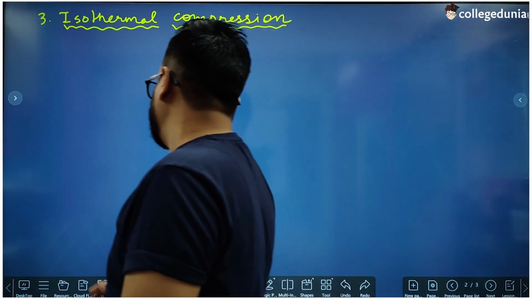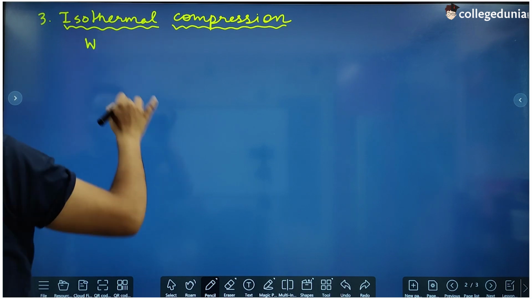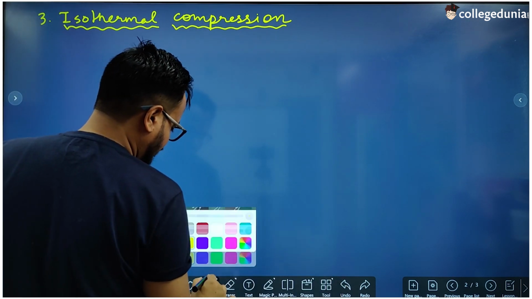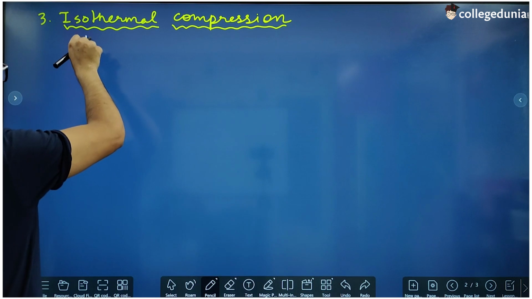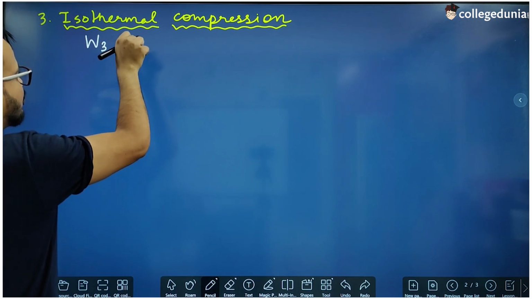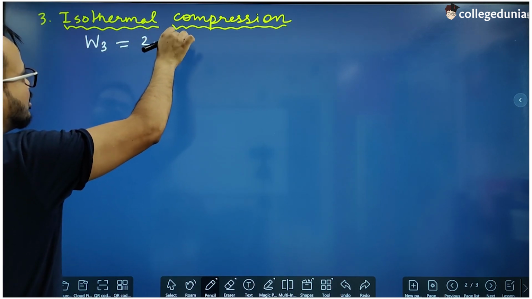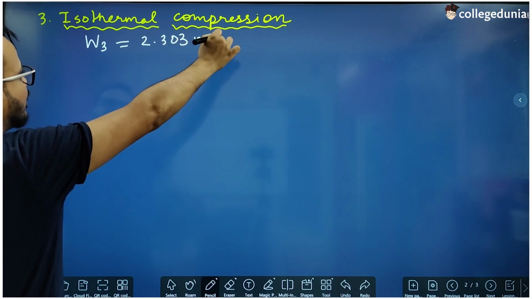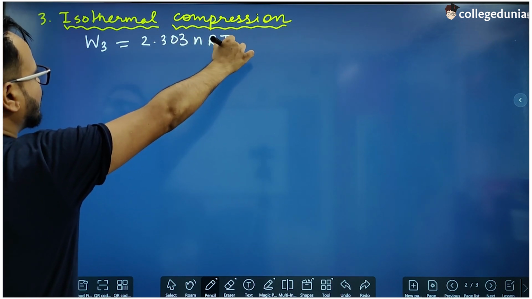So the work done in this case, W3, is 2.303 nRT2.